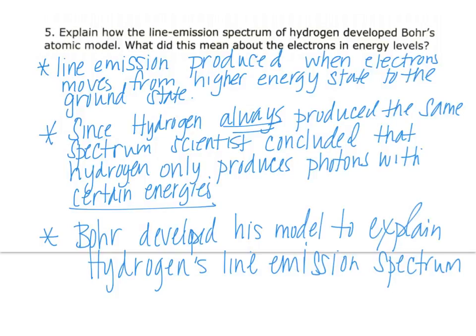And so that was able to conclude that there were energy levels and that there were electrons existing in these specific energy levels. And then the last thing that you need to know concerning this question is that Bohr developed his model, the Bohr models that we drew in class. He developed that to actually explain hydrogen's line emission spectrum. The problem with Bohr's model is it only worked for hydrogen itself, but that was what he was trying to do: explain the line emission spectrum for hydrogen.